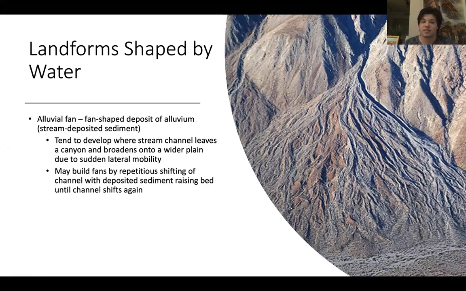And so these sorts of processes may build fans by repetitious shifting of the channel with deposited sediment raising the bed until the channel shifts again. And so you can sort of imagine from this picture over here that maybe a channel was flowing down here, and then eventually it had deposited enough sediment that that was no longer the easiest way to flow down. So maybe it switched, started flowing down here, and so on and so on. And that's the way these alluvial fans get built up.